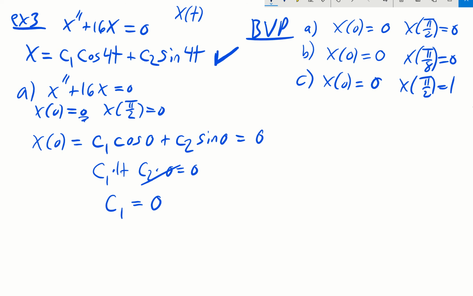So if c1 is 0, then we know at the moment that if we plug that in, c1 times cosine of 4t is going to be 0 times cosine of 4t. So the first term disappears. We have x equals c2 sine of 4t. This is our x of t.